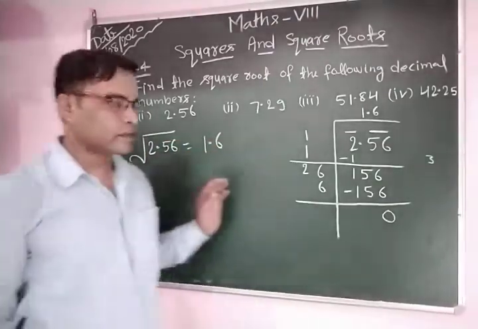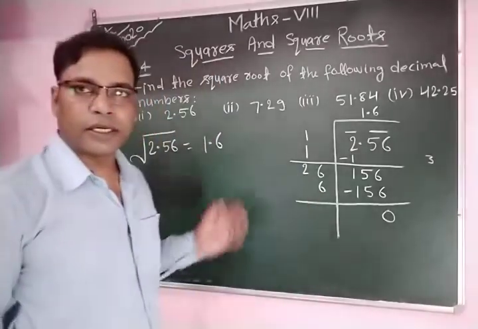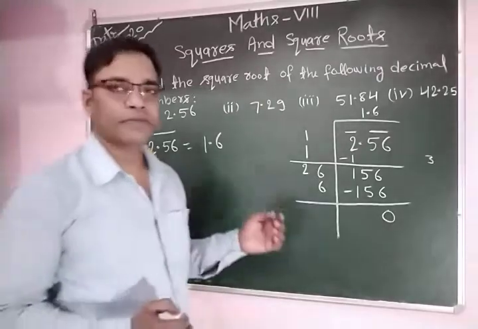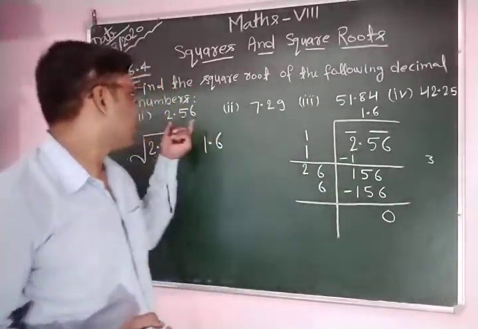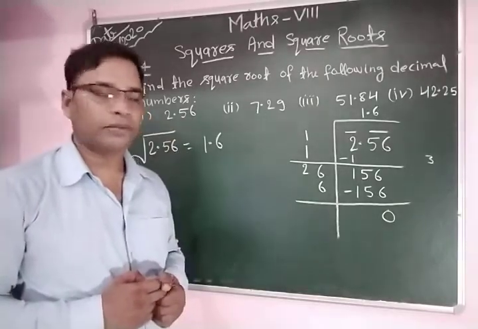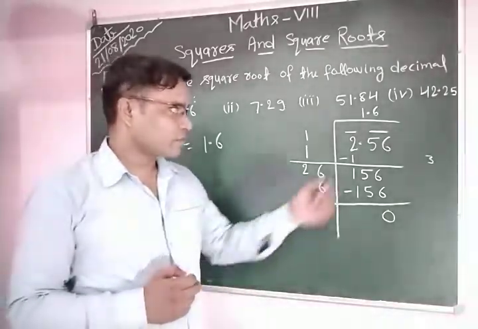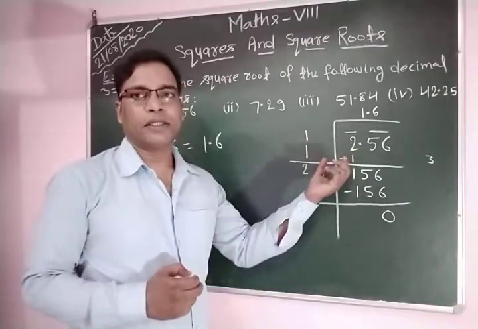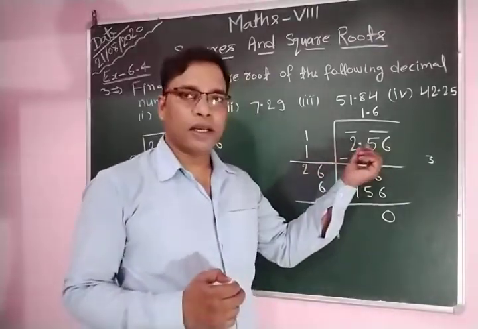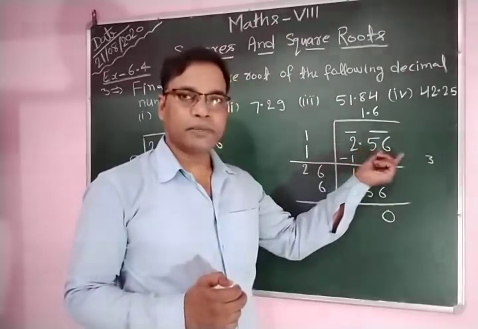Clear? Okay. So students, I hope all of you understood this question. Again, see it. This is the given decimal number 2.56. You need to find the square root of this number. So first we place the bar over the digits. So first we pair, this is the integral part, this is the decimal part.